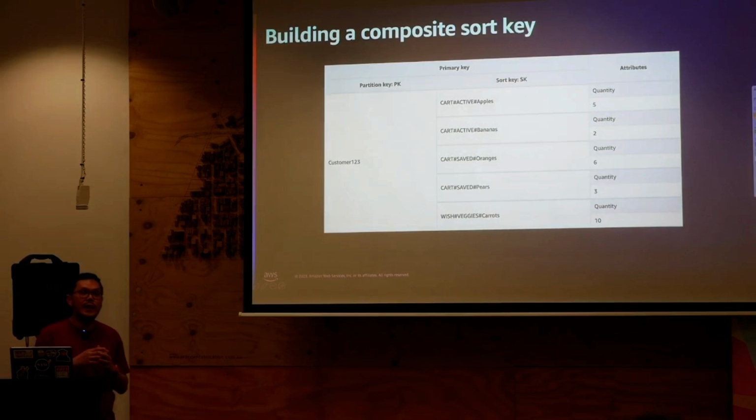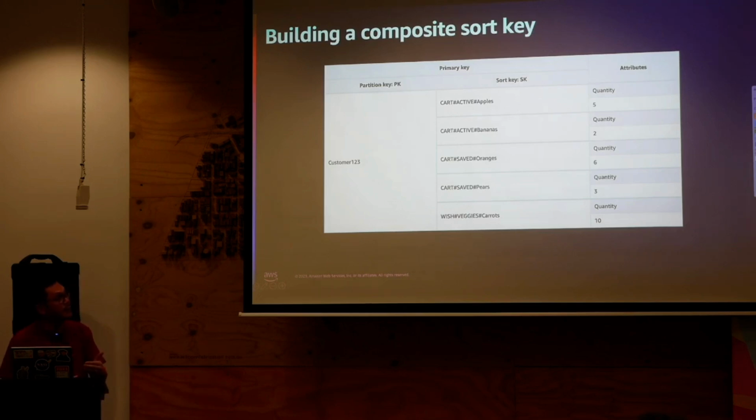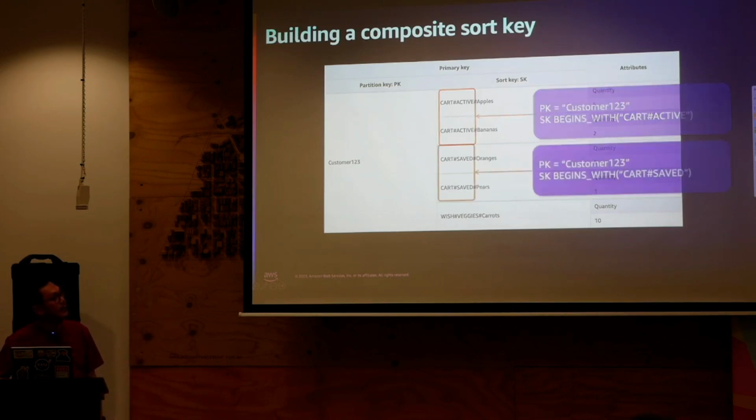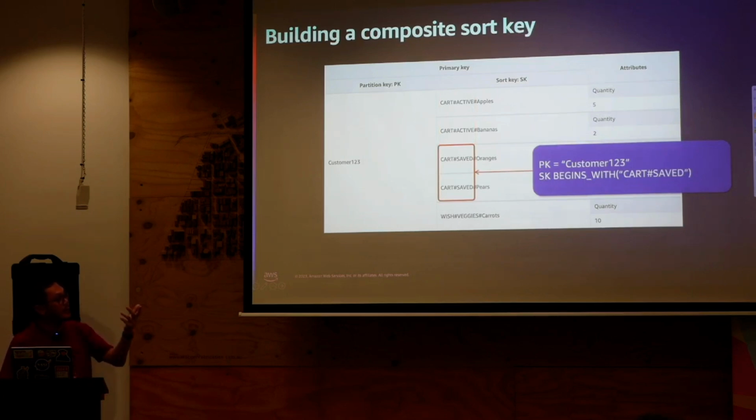A lot of your entities will have different types of status. Your cart will have an active one, and we have a save for later one, right? So this is how we're going to use the prefix structure to build this hierarchy. Now if I want to look at all of the carts that are active, for example, I can just do PK customer 123, and the SK begins with card active.